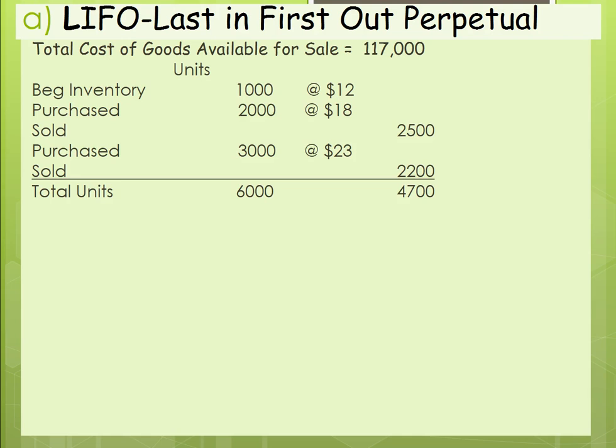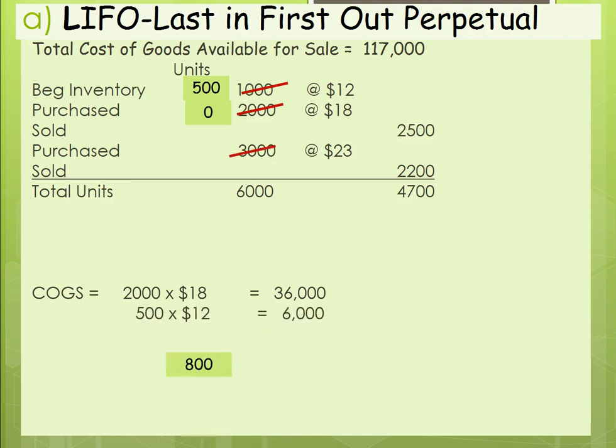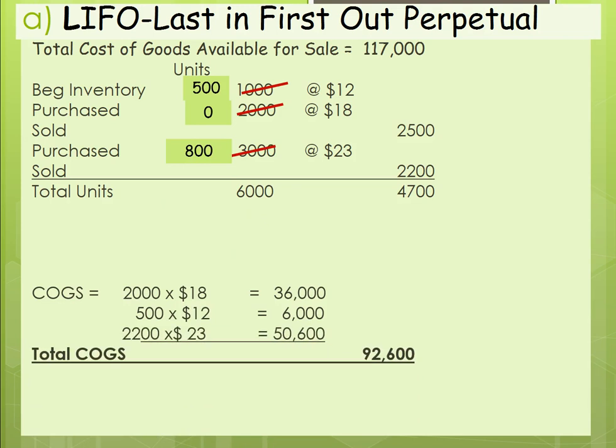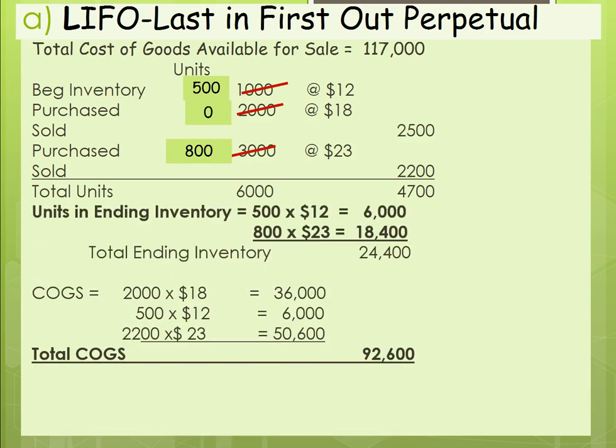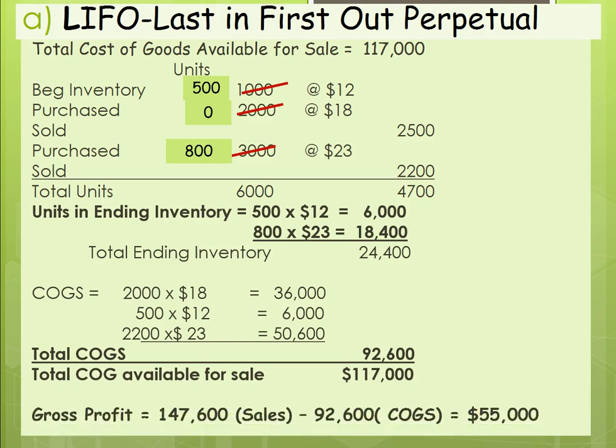Now, here we are with LIFO. Last cost in is the first out. So what we're going to do when we sell those 2,500 units is we're first going to go for those 2,000 units. And then we're going to take 500 out of the $12 lot, leaving 500 behind. Now, when we sell that 2,200, we're going to take it out of the 3,000 units. Now we have our 1,300 left. And that gives us our ending inventory, 24.4. Our total cost of goods sold is 92.6. Again, our total cost of goods available for sale has been allocated, and our gross profit would be $55,000.